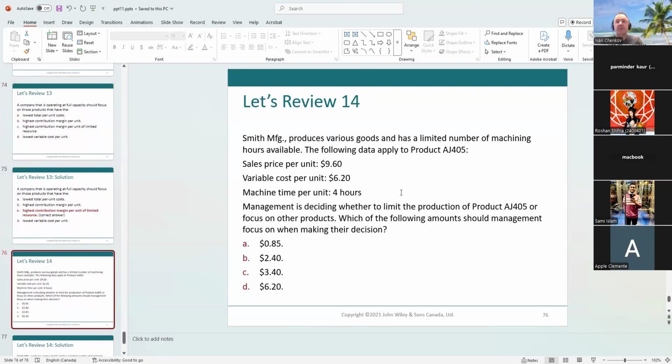So we have to produce various goods and has a limited number of machine hours available. The following data apply: sales price per unit, variable cost per unit, machine hours, time to produce 1 unit. Management is deciding whether to limit the production or focus on other products. Which of the following amounts should management focus on when they're making their decision?